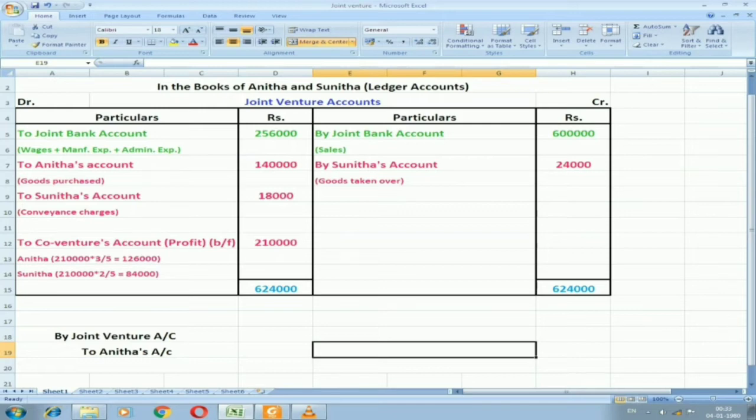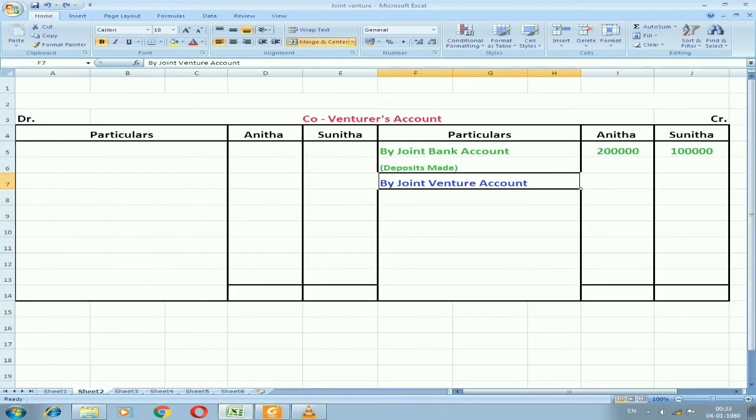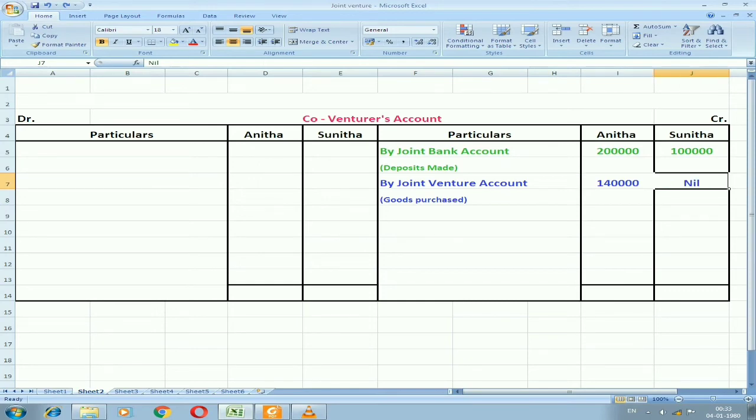So let us record it first. By joint venture account, the reason is goods purchased by Anita. The amount is 1,40,000. That will be recorded only in Anita's column because the co-venturer has done the expenditure on that. 1,40,000 in Anita's column, and in Sunita's column it will be nil.